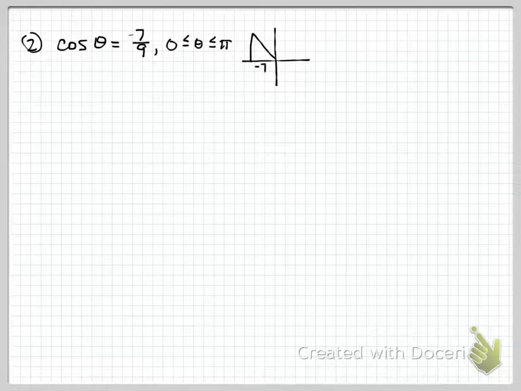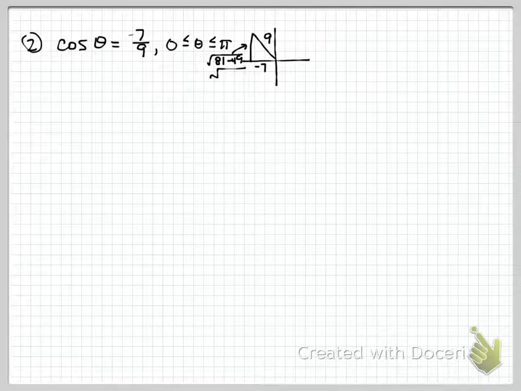So this is negative 7, and this is 9. To find my opposite side here, it's going to be the square root of 81 minus 49. The square root of 81 minus 49 is 32. Simplify that, it is 4 root 2. So that side's 4 root 2. Now let's apply our rules.